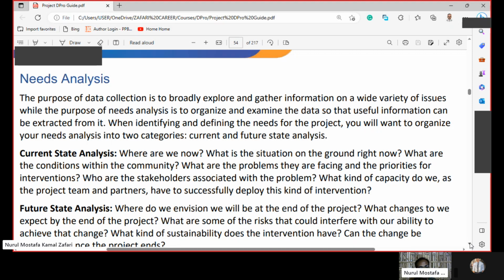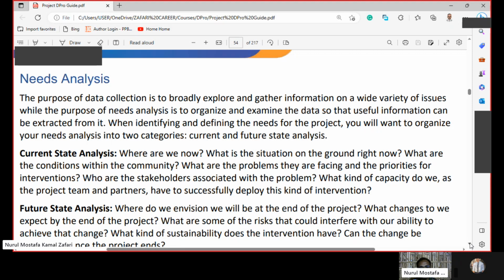Now we have collected the data. It's time to analyze the data. Need analysis. The purpose of data collection is to broadly explore and gather information on a wide variety of issues, while the purpose of need analysis is to organize and examine the data so that useful information can be extracted from it.